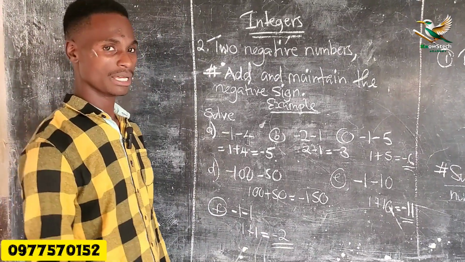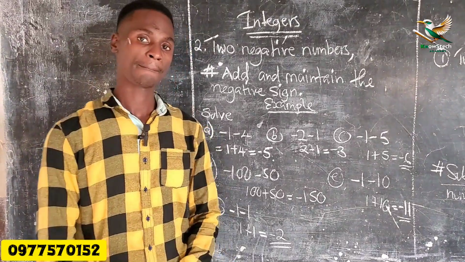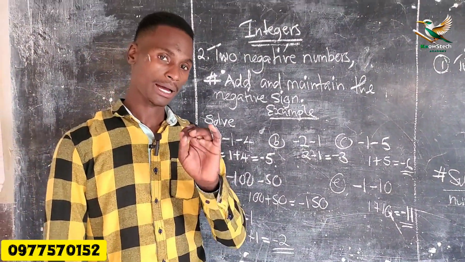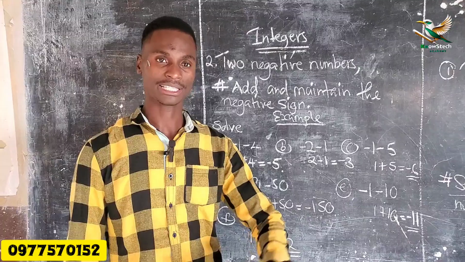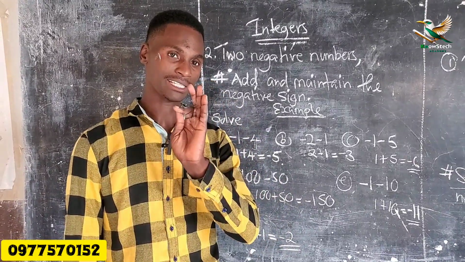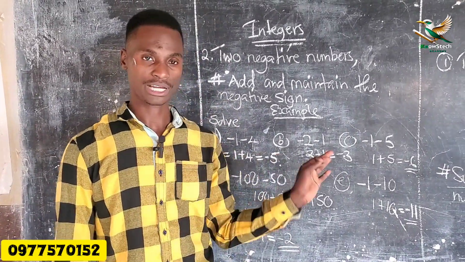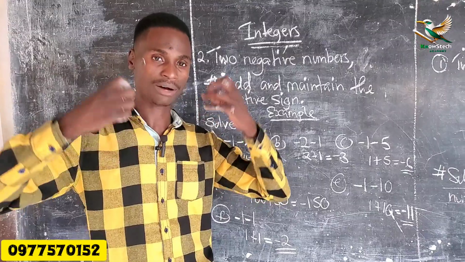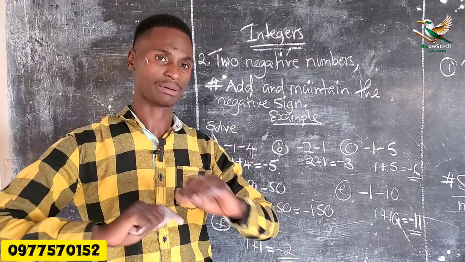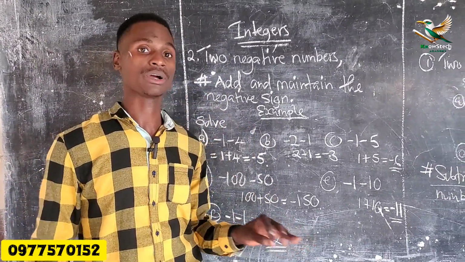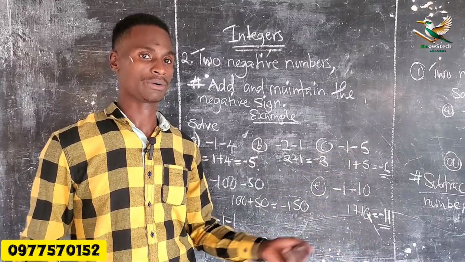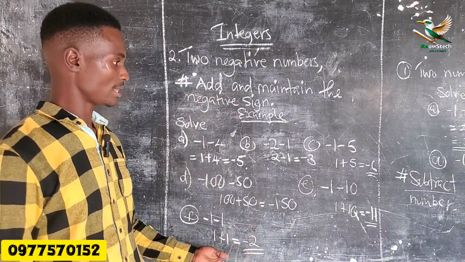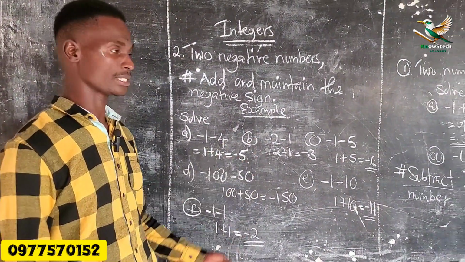You can use a number line if you want. For now we will not be using a calculator until I tell you to do so. We want to train our brains on how to calculate mathematics without using what? Calculators or any mathematical table. Are we together? So this is how it's done.